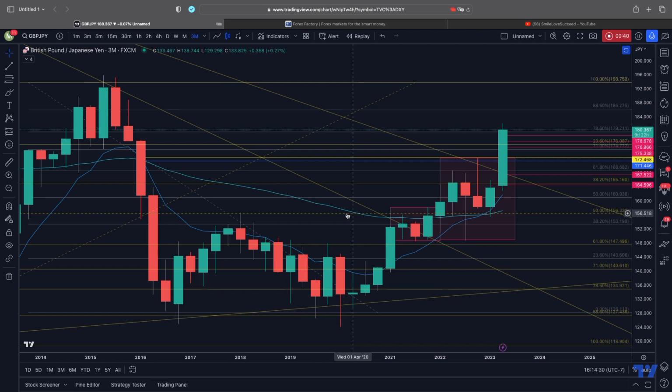For right now, we are looking at the British pound versus the Japanese yen, and I have it on a 3-month time frame. I like to look at all the different time frames to see if I've gained a different perspective. I think it is important for a Forex trader, a market trader, for anyone to look at the different time frames.